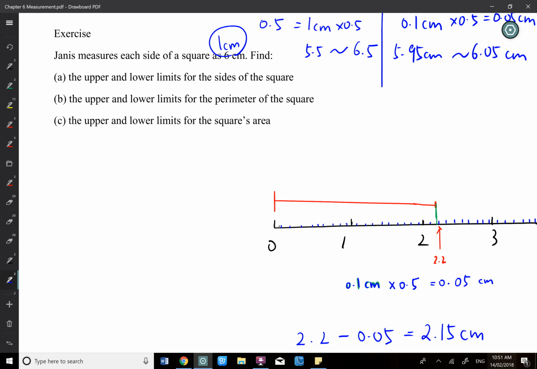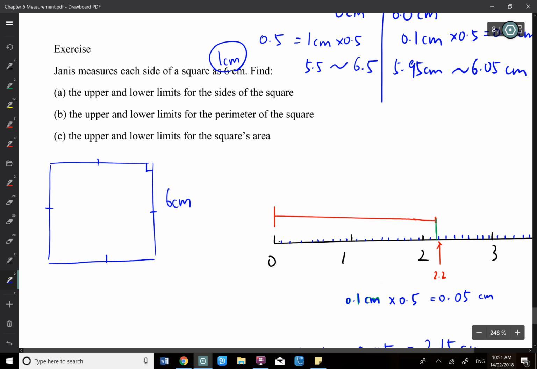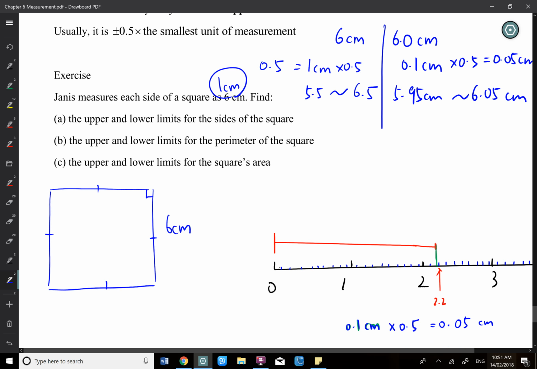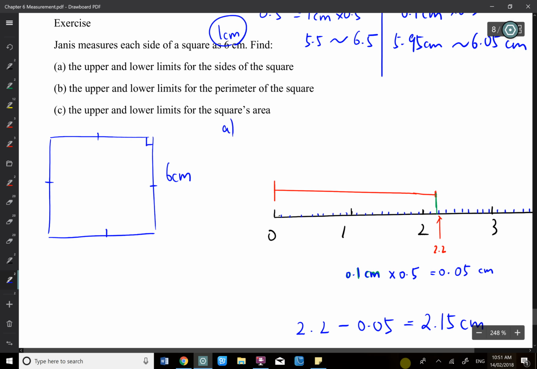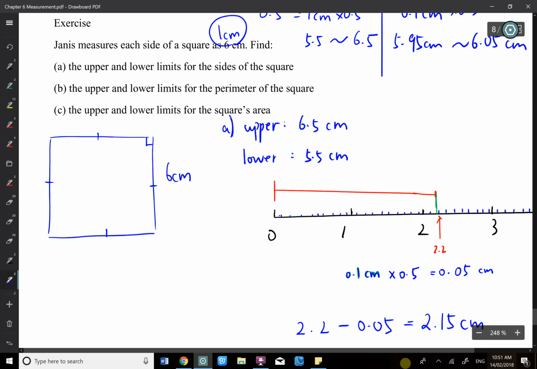So we have a square, but we measure 6. It's maybe not actually 6. So we draw a square here. We say each side is 6 centimeters. But as I said from the example on the left-hand side, the upper boundary will be 6.5 centimeters and the lower boundary will be 5.5 centimeters. Okay, it's different.